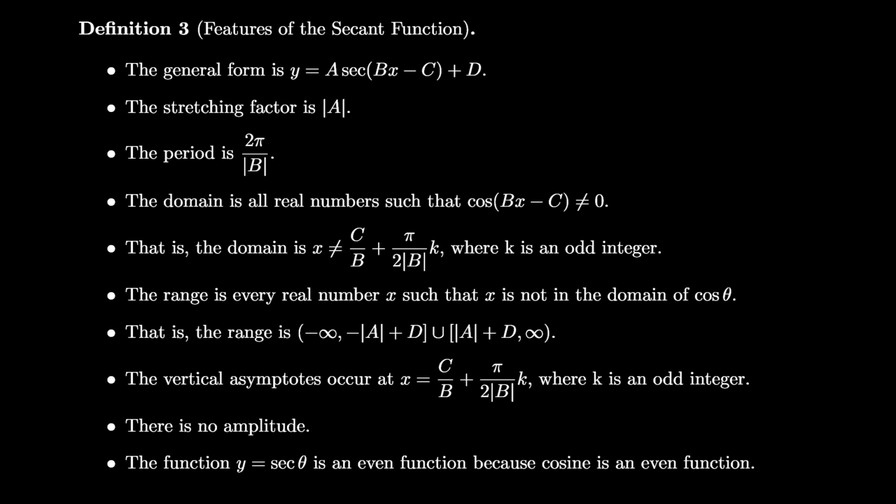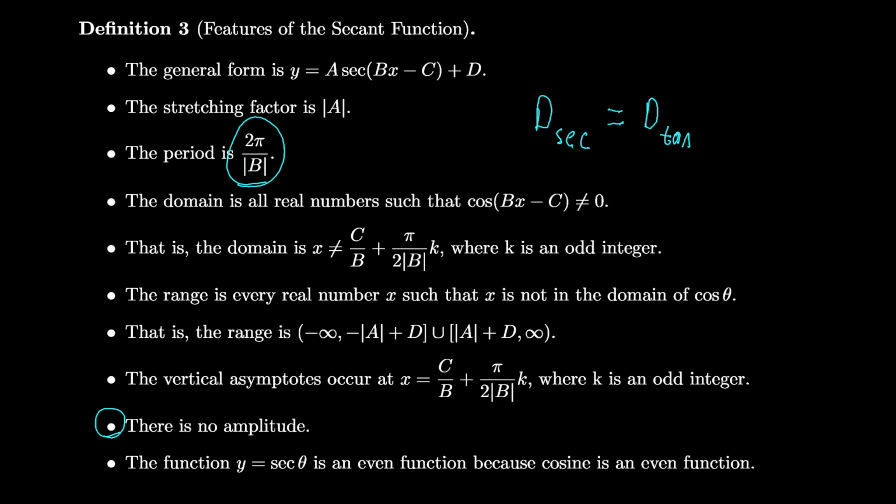Features of a secant. The general form looks like the general form. The stretching factor, again, there is no amplitude for this because it goes on forever in both directions. The period is 2 pi over absolute value of b. We talked about why. The domain is all real numbers so that cosine isn't 0. And I'm just going to let you go back in your notes and notice this, but the domain of secant is the exact same thing as the domain of, was it tangent or cotangent that divided by cosine? It was tangent. So these are the exact same thing.